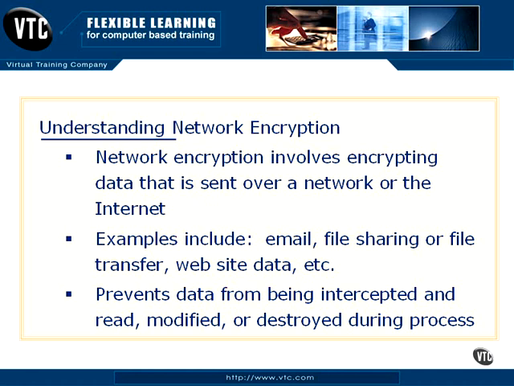Some examples that we use network encryption for include sending secure emails, such as encrypted emails, sharing files or folders across the internet or a network, or using file transfer protocol, or even using websites for secure transactions, such as a financial transaction or even logging into a secure web server. Encryption basically helps us keep data safe by preventing it from being intercepted by a third party, by an unauthorized party, because once it's intercepted it can be easily read or even modified and retransmitted, so they've changed it, or it can also be destroyed during this process.